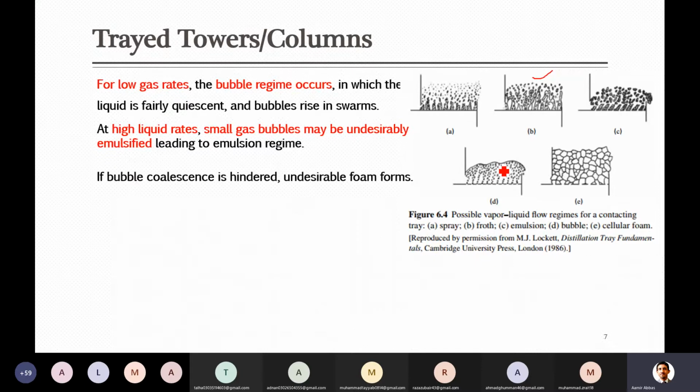And the fifth one, the last one, which is shown here, they call cellular foam.